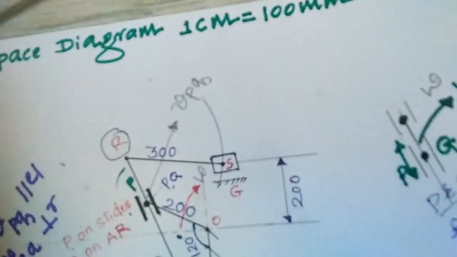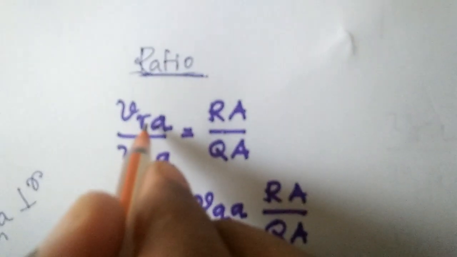Then further, by the ratio method, we can determine the position of R also. Okay, how to find it? The velocity of RA, you need it with respect to A. Velocity of RA, this is the unknown one. You have to determine it.